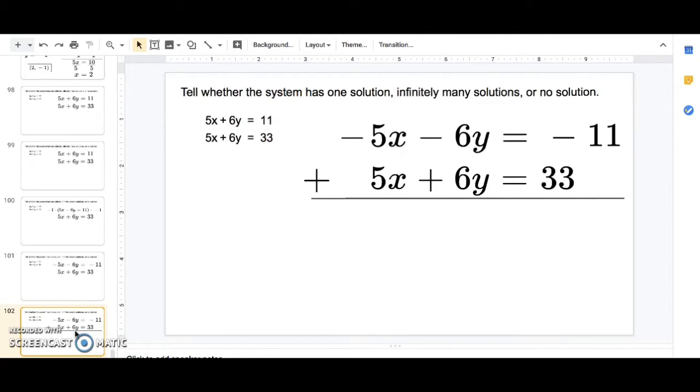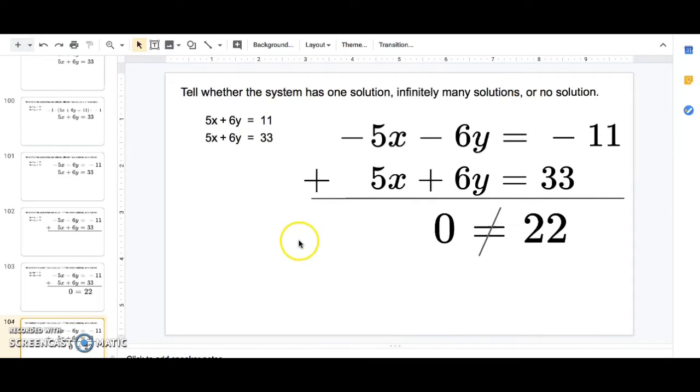So now I can add. So now adding my x's up, I get 0. Adding up my y's, I get 0. So I'll have 0 equals -11 plus 33. -11 plus 33 is 22. So I have 0 equaling 22, which is not true. So my answer is going to be no solution.